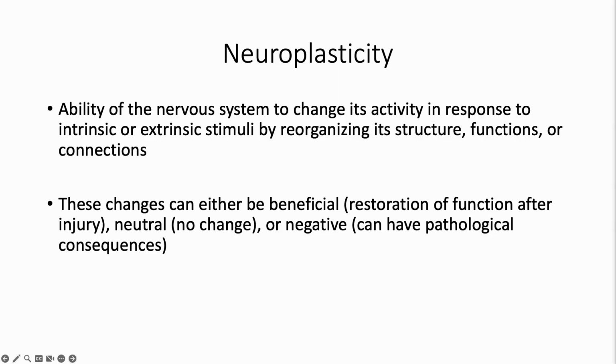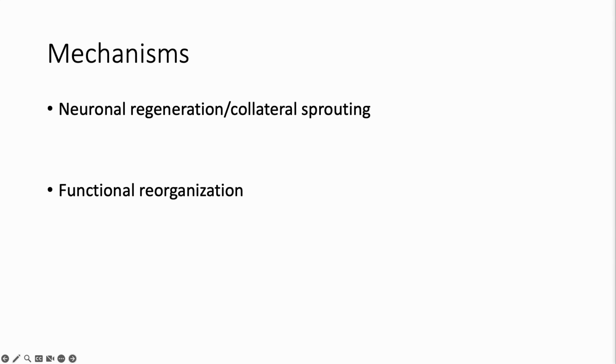So, what is plasticity? It's the ability of the nervous system to change its activity in response to intrinsic or extrinsic stimulation. Basically, the ability of the brain to adapt to things that come from outside or things that we do from inside our body. There are different mechanisms. One is what we call neuronal regeneration or collateral sprouting. The other one is functional reorganization. But I realize that these are very heavy terms. So what I thought to do today is make it simple so we can all understand and apply.